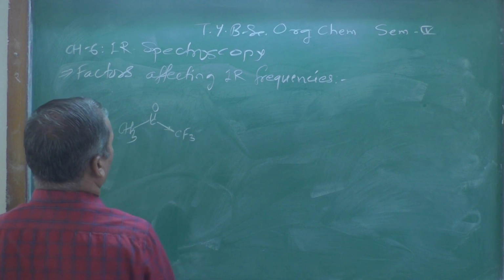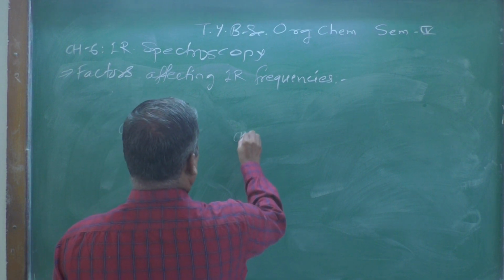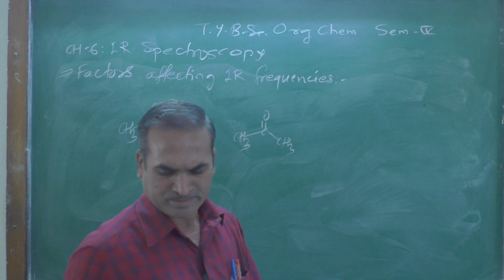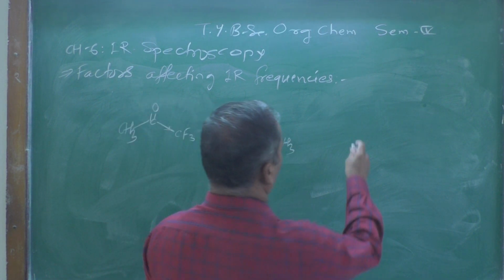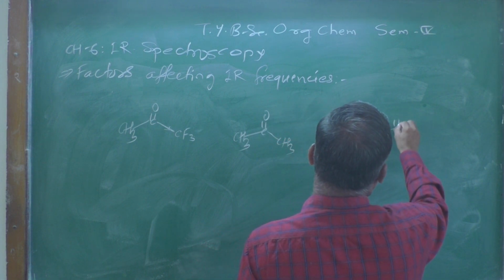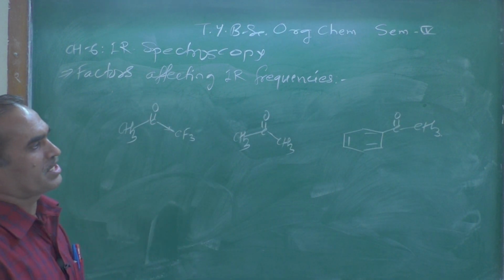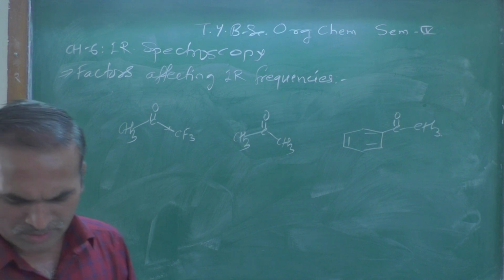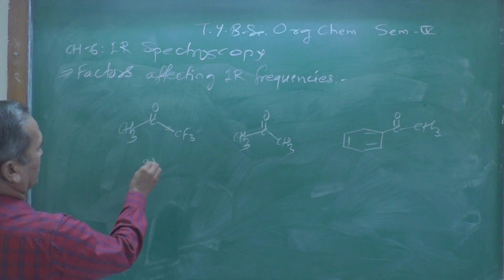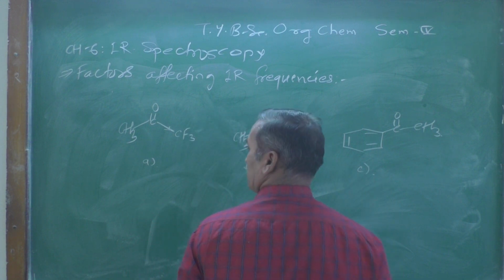This is an electron withdrawing group. In the middle one I am writing C double bond O, then CH3, and in the other one I am writing C double bond O and CH3. If you observe these three structures carefully, we can label them. This will be structure A, this will be structure B, this will be structure C.